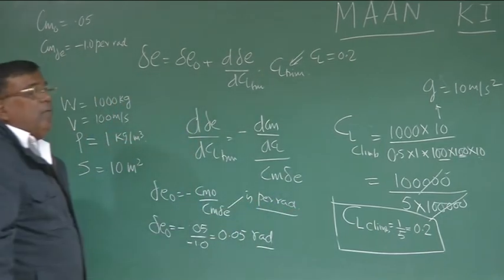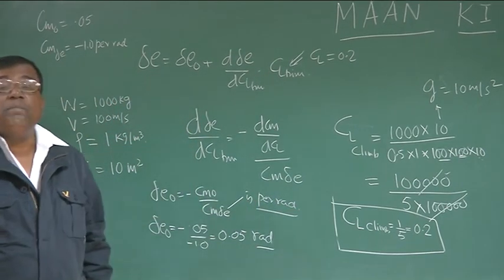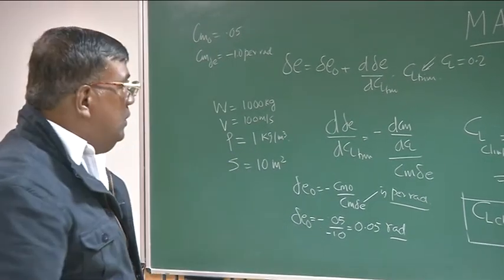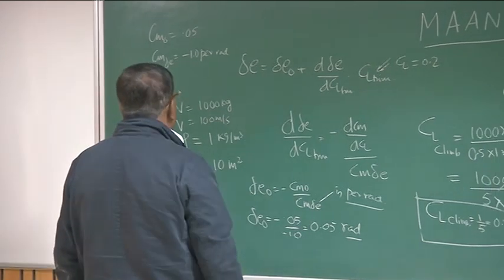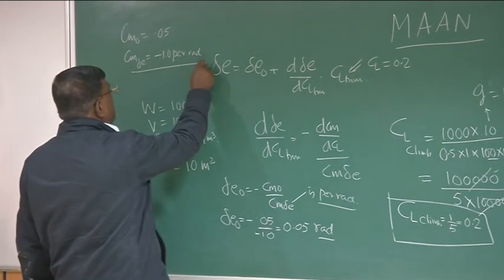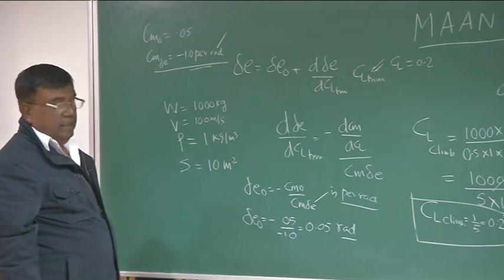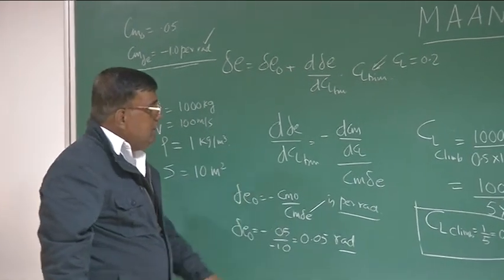Please understand, this is radian because Cm delta E is given per radian. In many problems you will find Cm delta E may be given per degree. Then delta E naught will become in degrees. So you should be very, very careful about the unit. Whenever these things are coming, check whether the unit is per radian or per degree. Okay? So delta E naught is this.